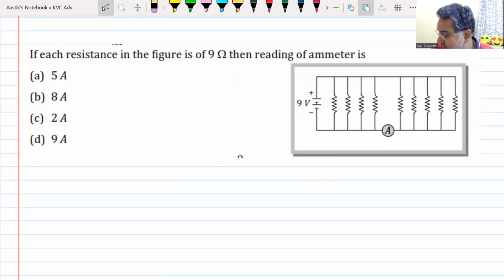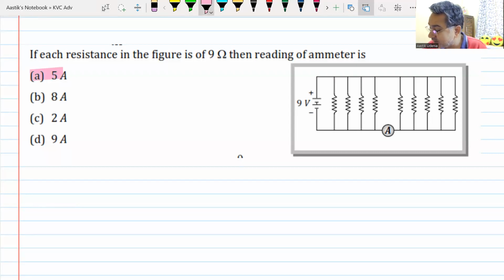This is the next question. The resistance of each is 9 ohm. Find the reading of the ammeter. Ammeter reads current. Do we know this? Yes, sir. Okay. What is the answer? Option A, 5 amperes.